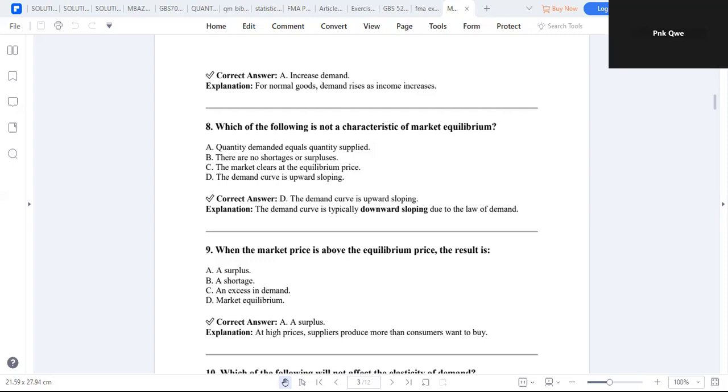So which one of the following is not a characteristic of equilibrium? Our answer is D, that demand is upsloping. We know that quantity demanded is equal to quantity supplied. That is correct. We know that there are no shortages or surpluses. That is correct. And the market clears at equilibrium. At equilibrium, the supplier and the consumer will meet and agree at some point. That is what we call equilibrium.